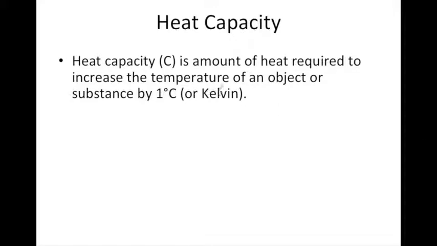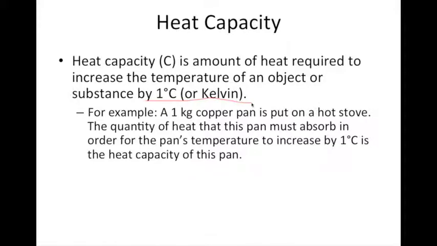Heat capacity is the amount of heat that is required to increase the temperature of an object or a substance by 1 degree Celsius or Kelvin. So for example, let's say we had a 1 kilogram copper frying pan. We put it on a hot stove. The frying pan would begin to absorb heat from the hot stove. The quantity of heat that this pan must absorb in order for the pan's temperature to increase by 1 degree Celsius would give us the heat capacity of this pan.